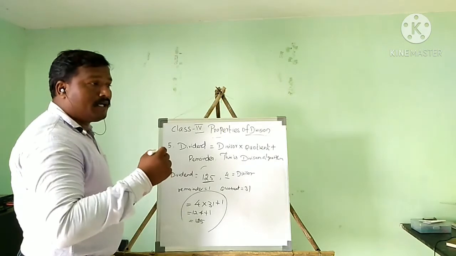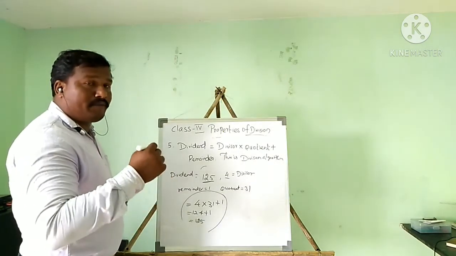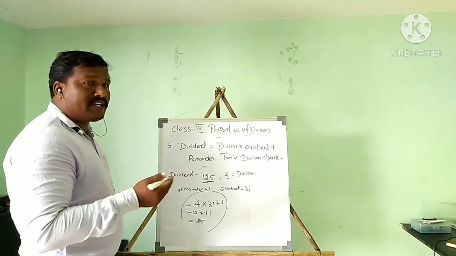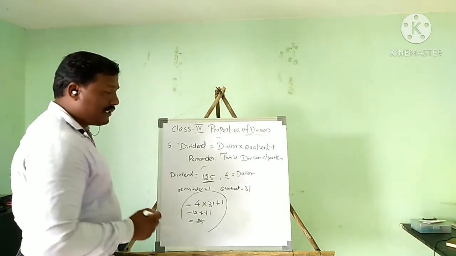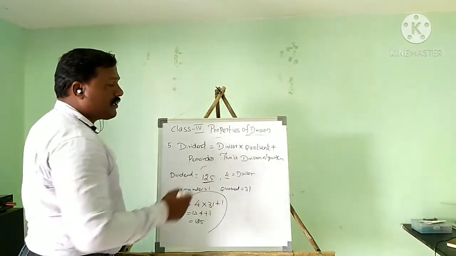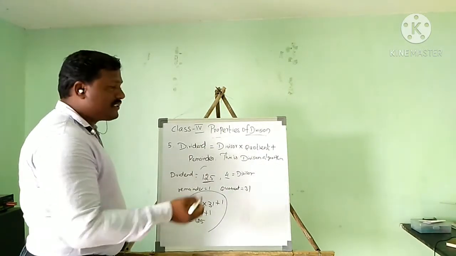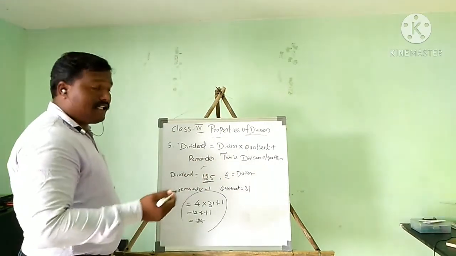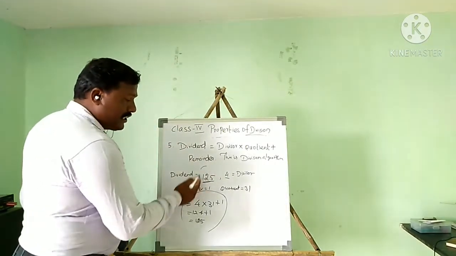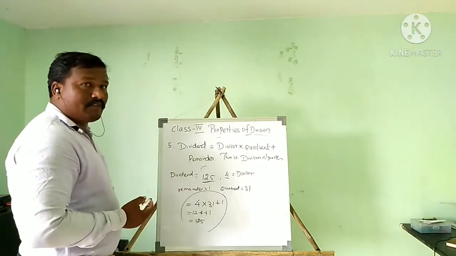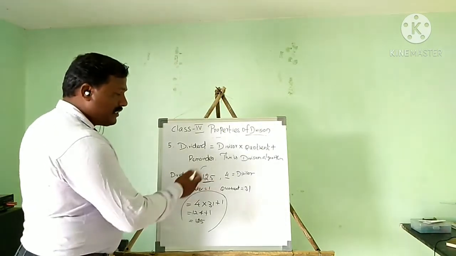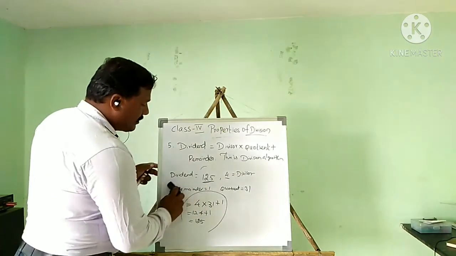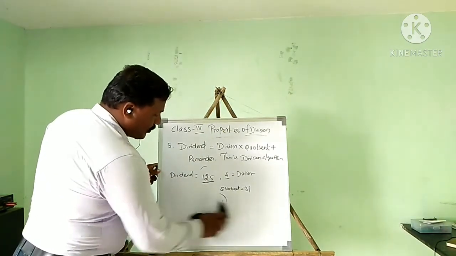So if you solve a division sum and want to check whether your answer is right or wrong, you can use this algorithm with your divisor and quotient. Just first multiply, then add the remainder. If your answer is equal to the dividend, then your answer is correct. So as per the algorithm, you can check your answer.